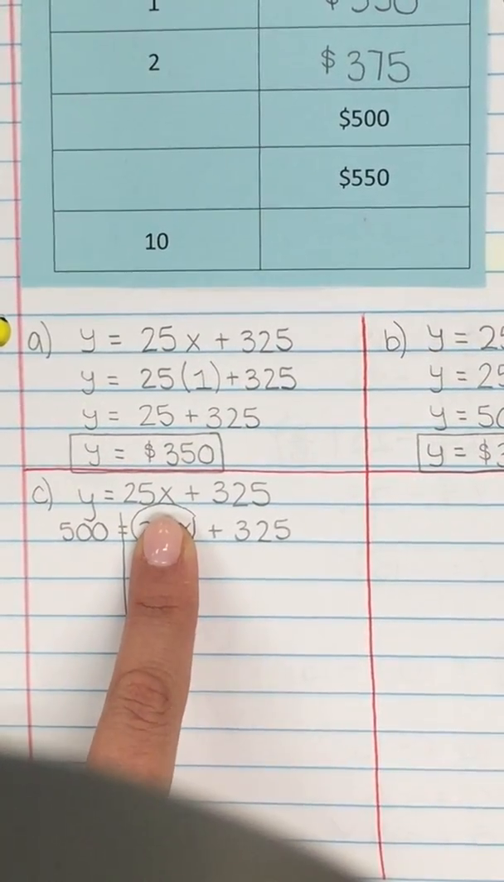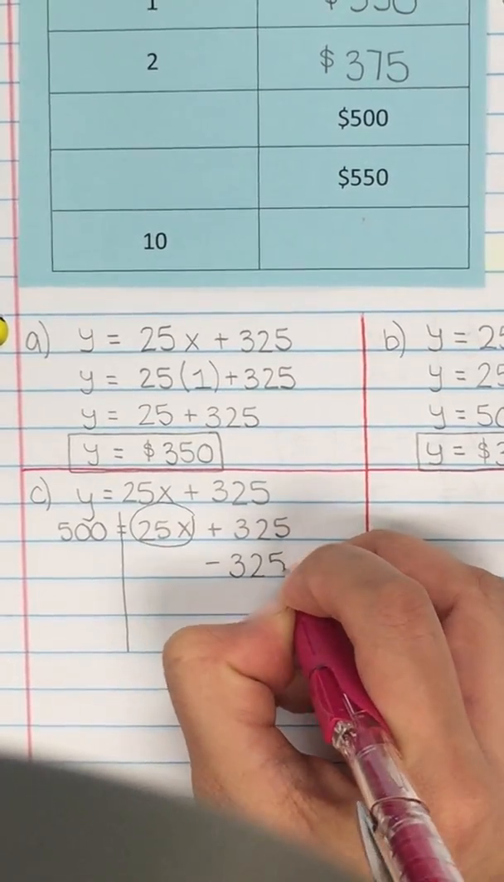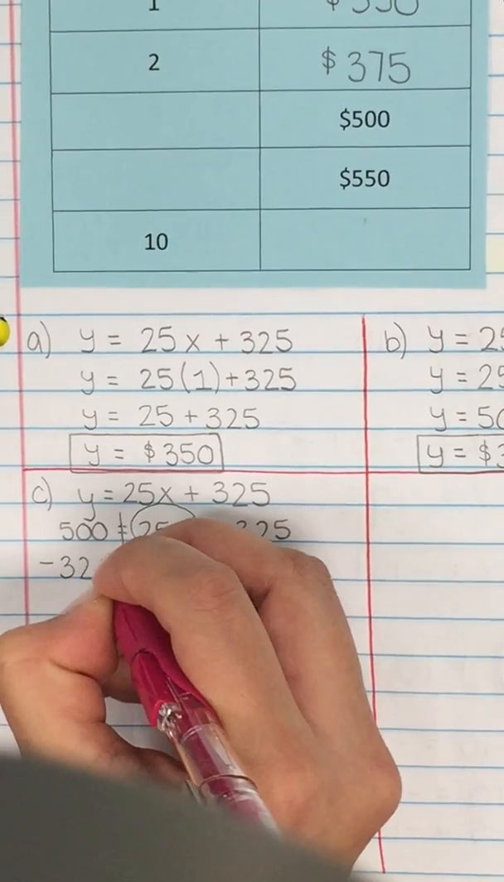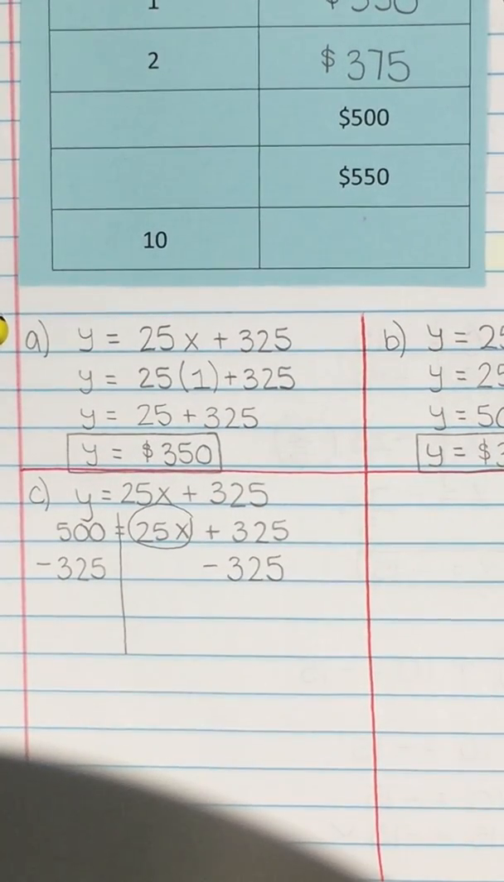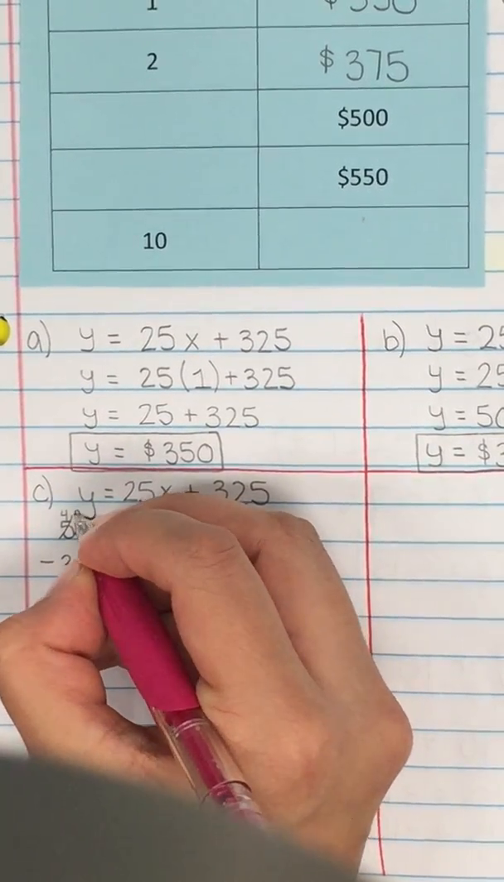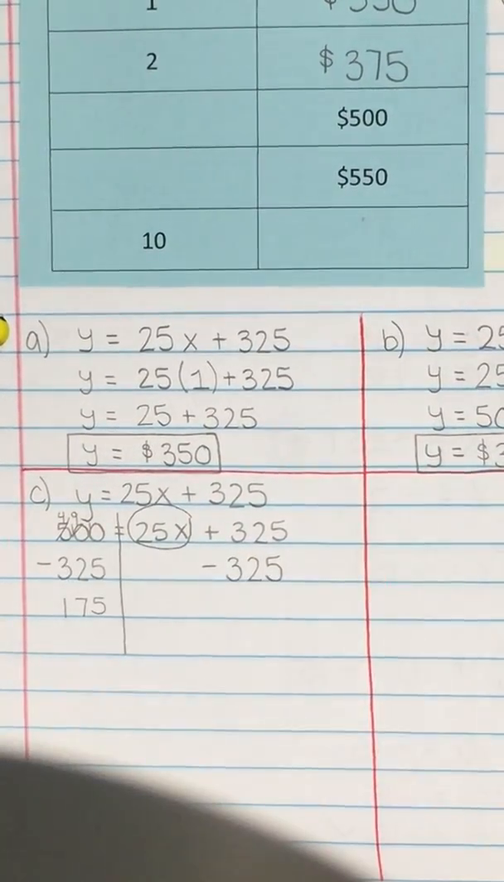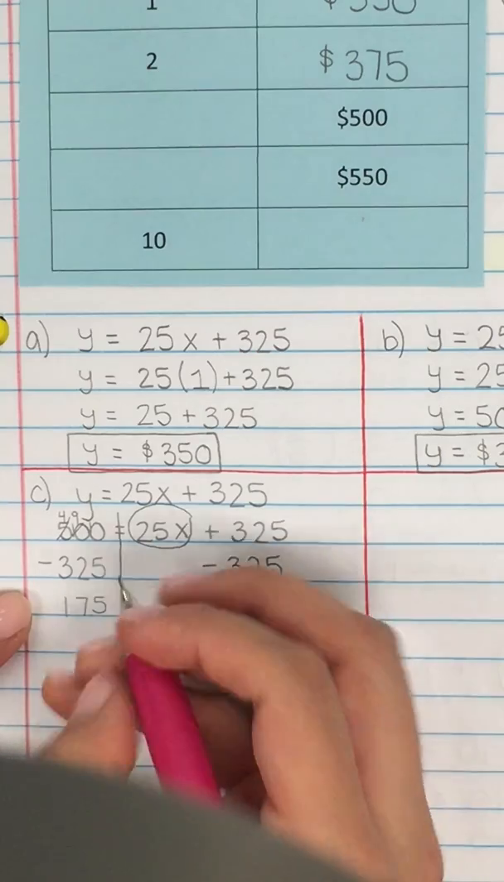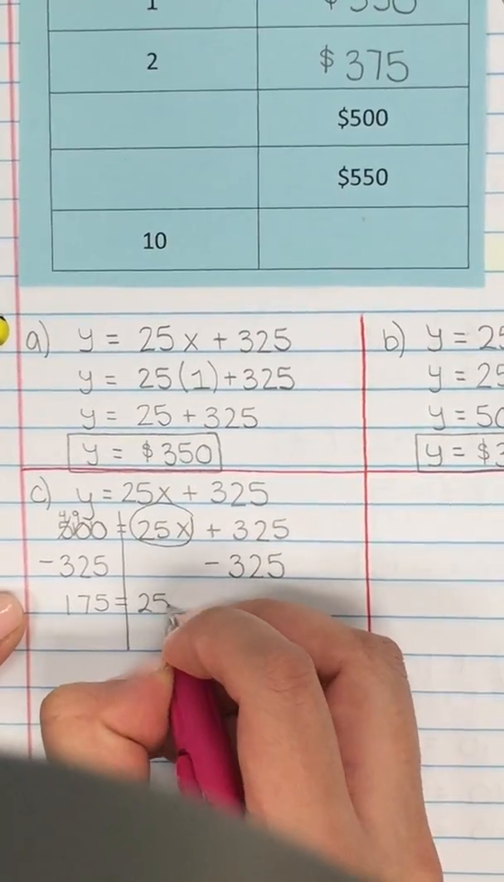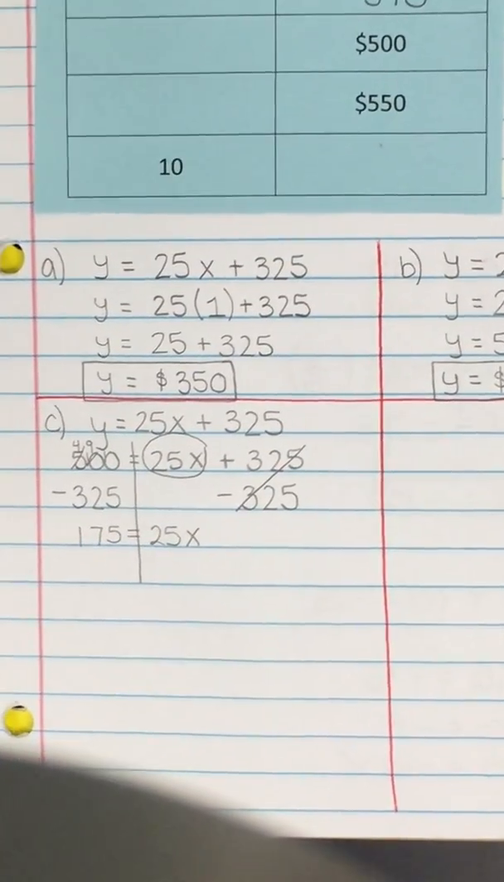If I put my finger right here, what do we need to get rid of first? That 325. So go ahead and subtract 325 from both sides. I got 175 equals 25x. These 325's cancel, which is what I wanted. And the last step is to divide by 25 on both sides.